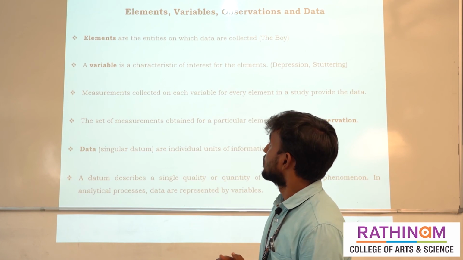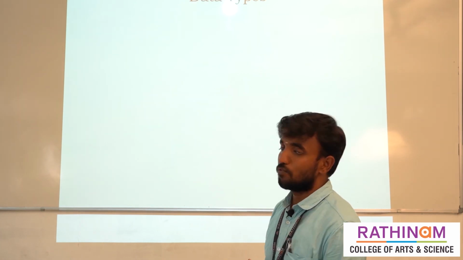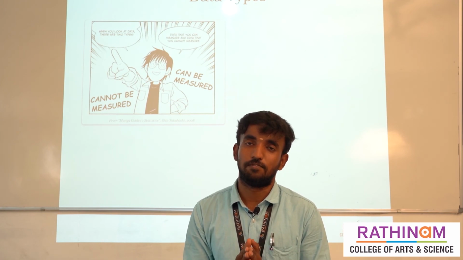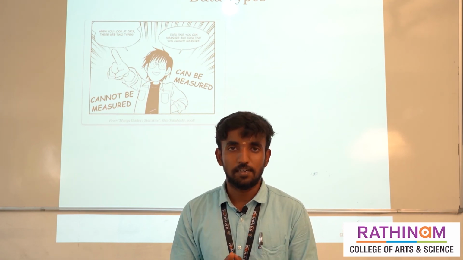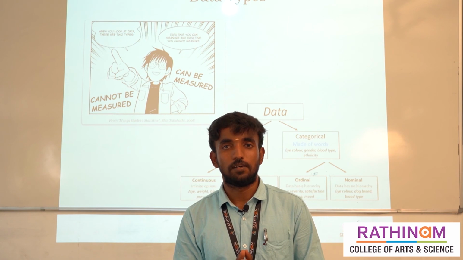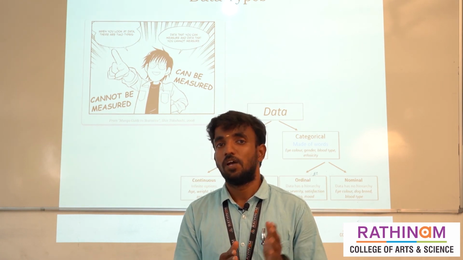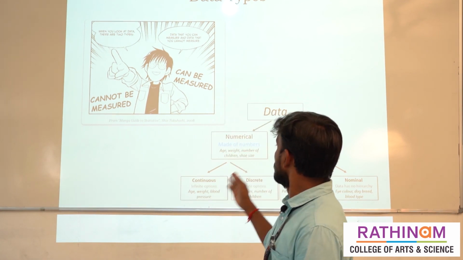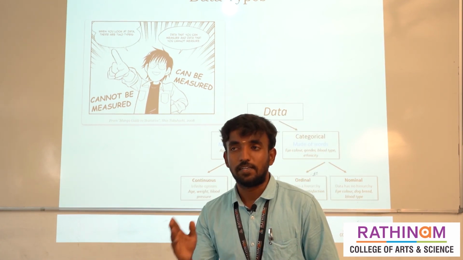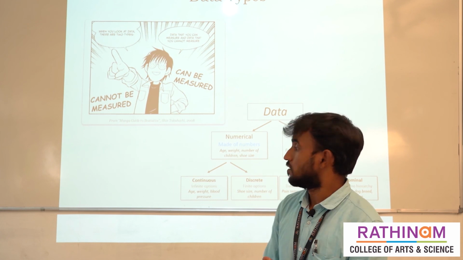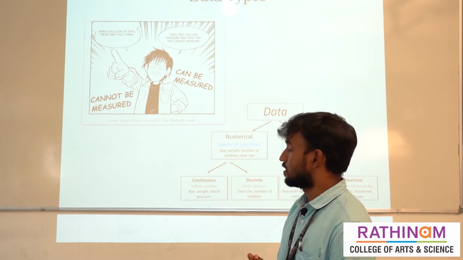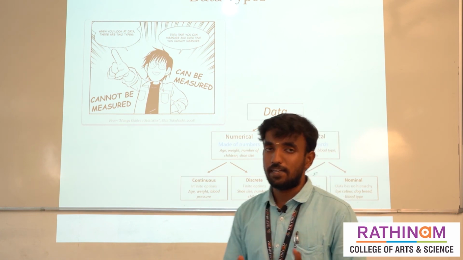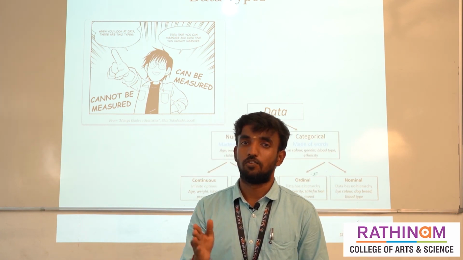Now we can see types of data. There are majorly 2 types of data available in the field: measurable data and non-measurable data. We can rename them as quantitative data and qualitative data. We can also call them numerical data and categorical data, the 2 major types. Under numerical data we have continuous and discrete, and under categorical data we have ordinal and nominal data.